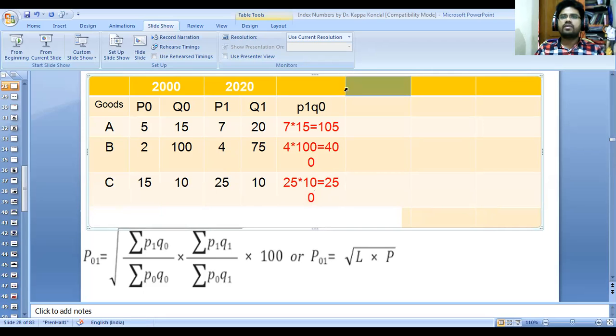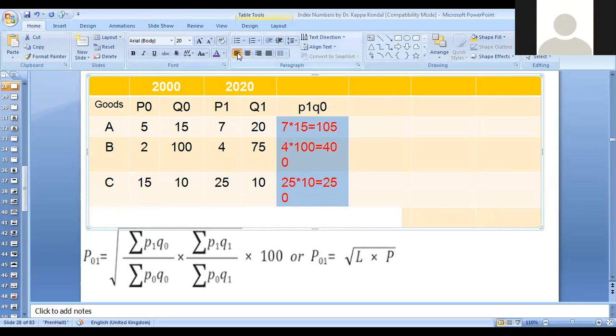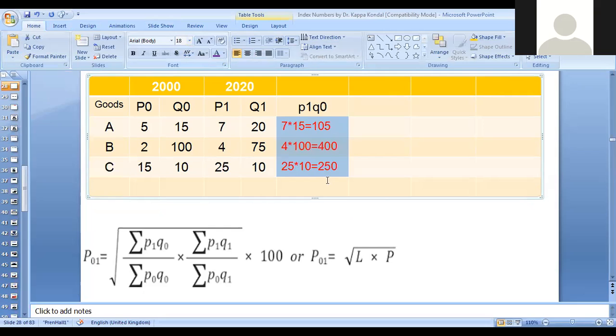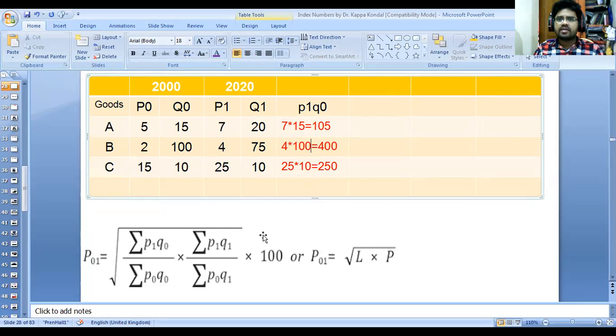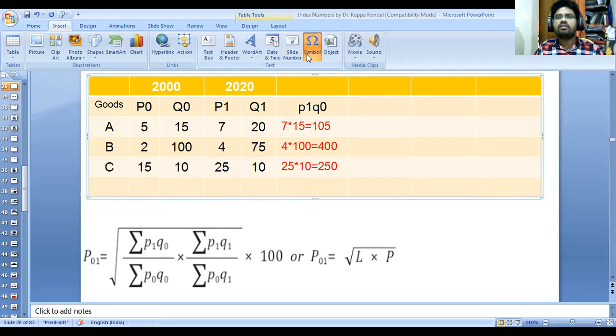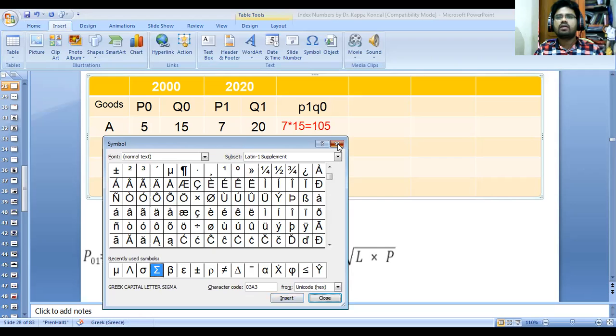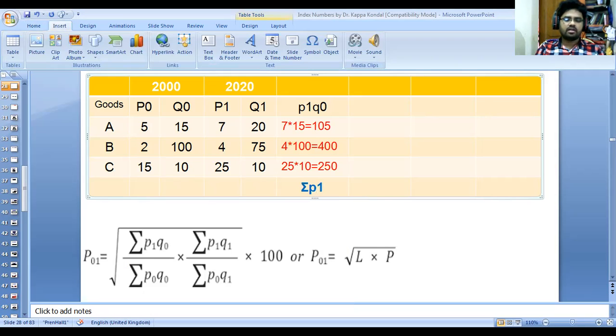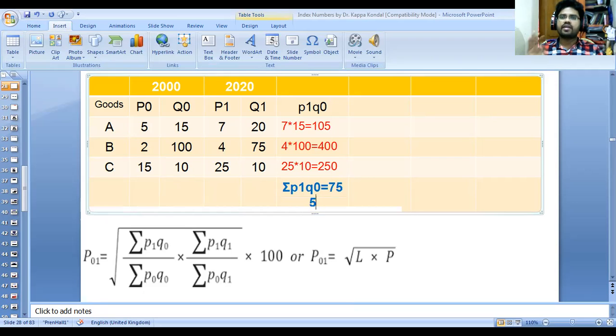Then after calculating this, what we need to do? Summation P1 Q0 is nothing but adding all these three values. So 105 plus 400 is 505, plus 250 is 755, right?